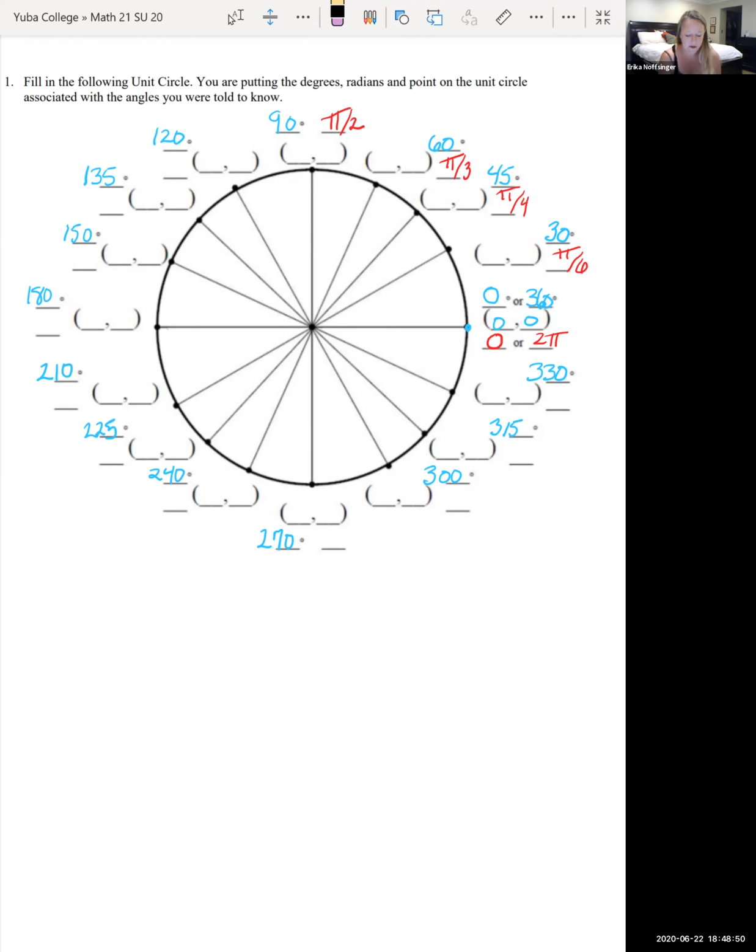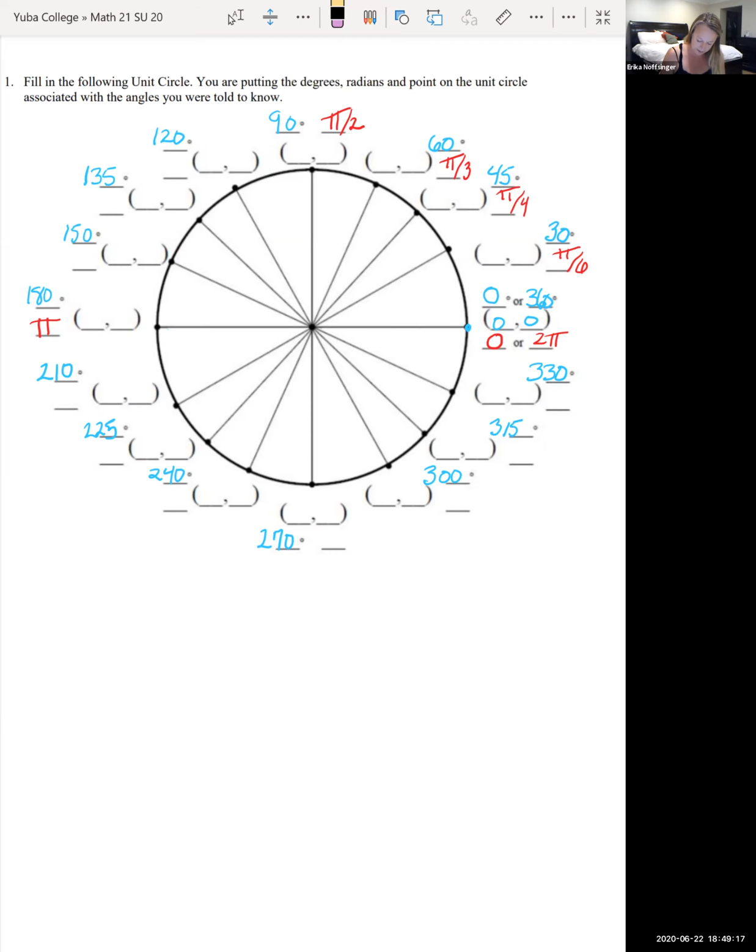To get the other ones, we can do the same sort of idea, thinking of it as reference angles. A half rotation of a circle, that's pi. Let's think of our reference angles from pi. We are either going to subtract pi over 3, pi over 4, or pi over 6, all of those to get to these specific angles.